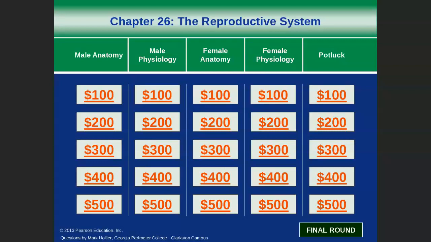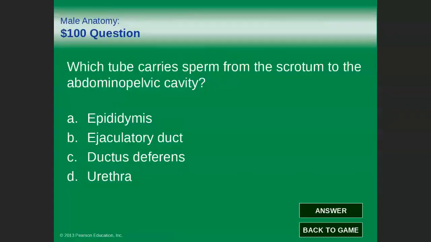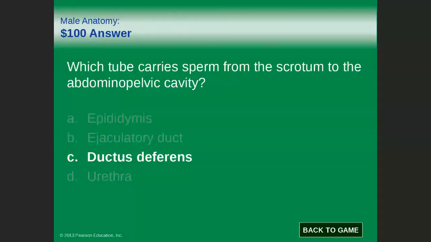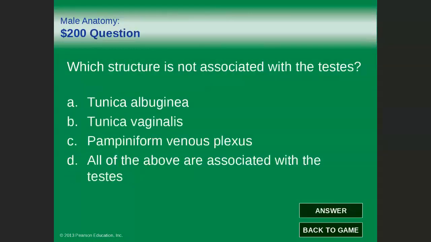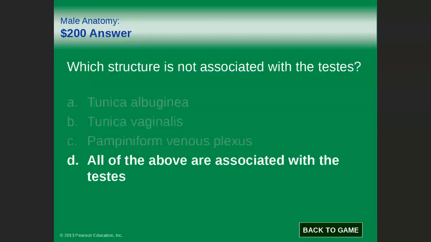Yeah, chapter 26, the reproductive system. Which tube carries sperm from the scrotum to the abdominal cavity? Ductus deferens. Which structure is not associated with the testes? The pampiniform venous plexus is actually above the testes, but it's still associated with the testes because it regulates the temperature. And all the above are associated.